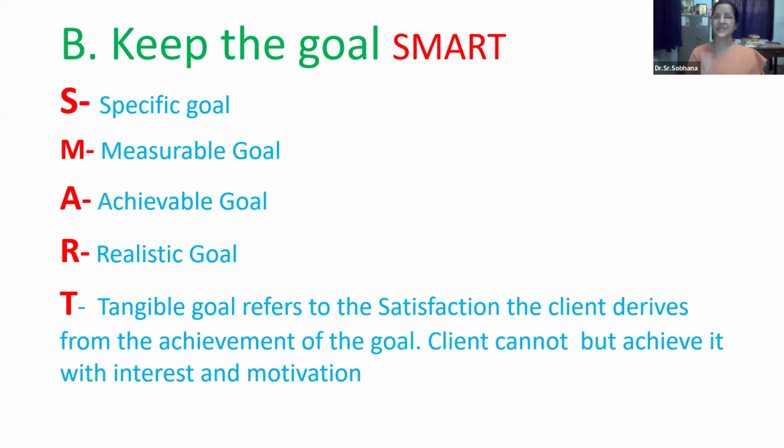The next one is to keep the goal SMART. You all know about SMART. S is for specific goals. We have to set it in front of the client, or make the client set, very, very specific goals, something very measurable, so that they can measure it and say, okay, I can achieve this goal. Then A is something very achievable, and R is a practical or realistic goal. T is a tangible goal, also called a time-bound goal.